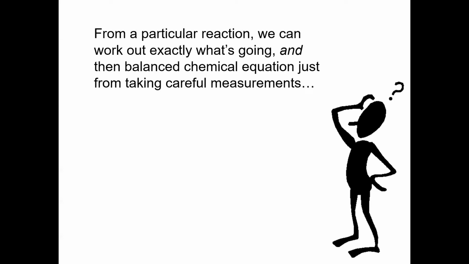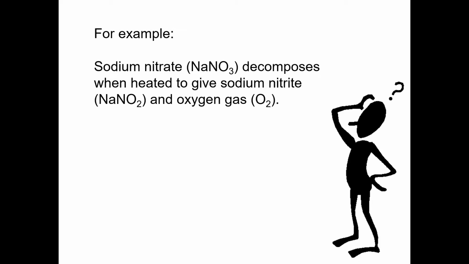We're going to use a worked example. How can we use moles to balance equations? For a particular reaction, we can work out exactly what's going on and then balance chemical equations just from taking careful measurements. Okay, so we can produce our balanced chemical equations just by taking careful measurements. For example, the chemical sodium nitrate, NaNO3, decomposes when heated to give sodium nitrite, NaNO2, and oxygen gas.